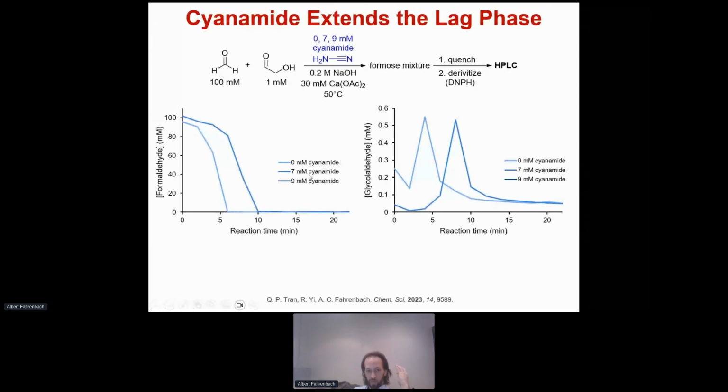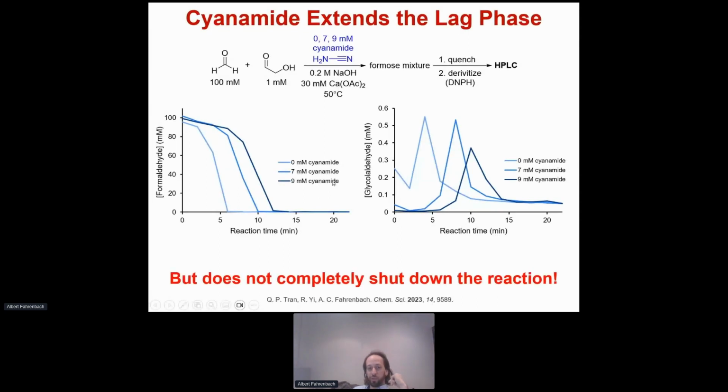When we add more cyanamide, we can actually see that the lag phase starts to increase. So the increasing cyanamide concentration increases the lag phase, and you can see that reflected here in the delay of the glycolaldehyde peak as well. And if we go to 9, we increase that lag phase even more. Okay, so what's interesting here though is although cyanamide increases the lag phase, it doesn't completely shut down the autocatalytic reaction. It just modifies the kinetics.